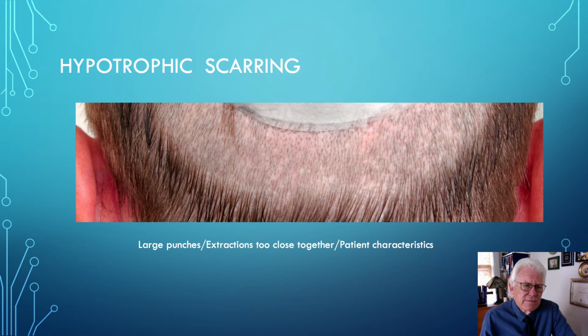Hypertrophic scarring is a much more common occurrence, and this is especially true if large punches are used, if the extractions are placed too close together, and it also sometimes is just a factor based on patient skin characteristics. We can avoid this by using small diameter punches, dispersing the harvest as much as possible, and we can help to hide this if it does occur with scalp micropigmentation.